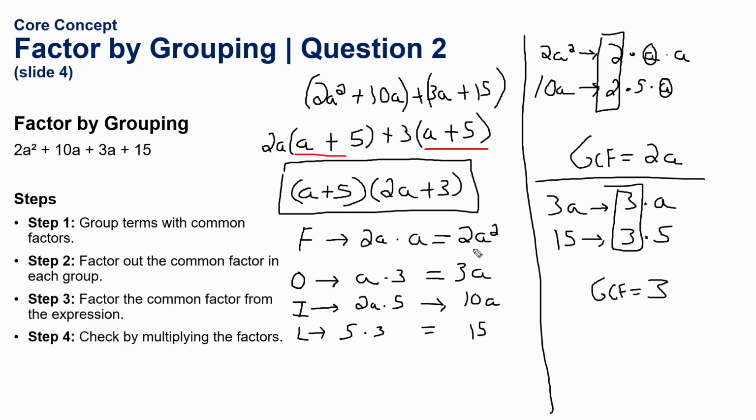So now I have all my terms. If you look up here, those are the terms that are indeed there. If I was to rewrite it, it would be 2A squared. If I put the 10A first, I could put 10A here, plus 3A, plus 15. And that again shows that our answer matches if I was to expand it back out to the actual polynomial form. That's question 2.